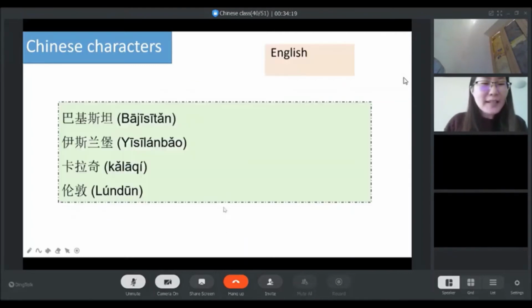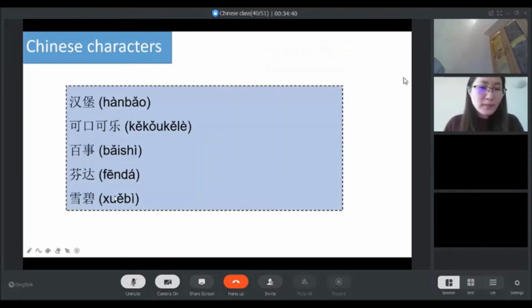So this kind of words, they come from outside, foreign words. We just change the pronunciation to be the Chinese pronunciation and write it in Chinese form. 巴基斯坦、伊斯兰堡、卡拉西、伦敦、汉堡、可口可乐、百事、芬达、雪碧. So these are these words. Besides, the words come from pictures, from songs, and from the foreign words.